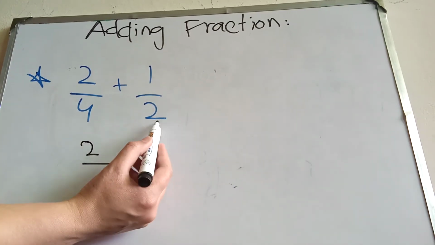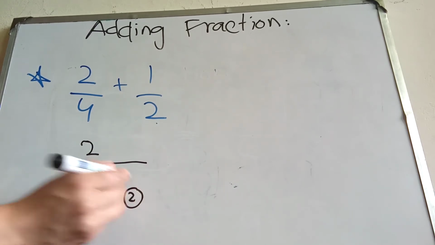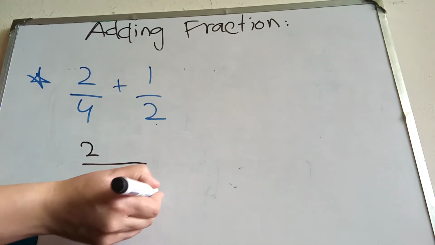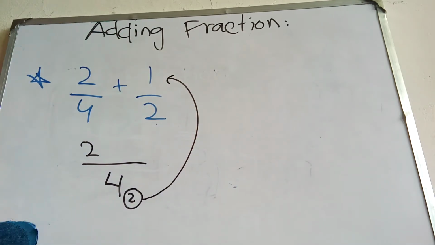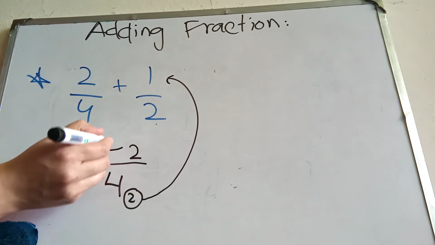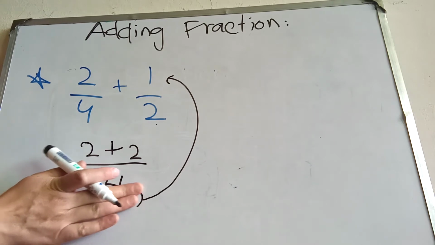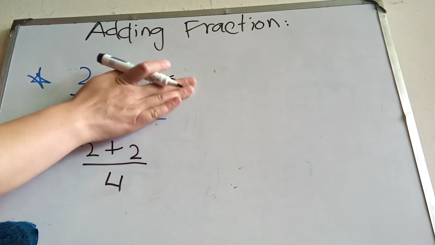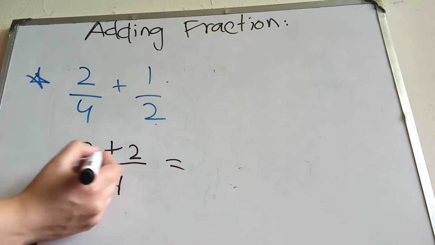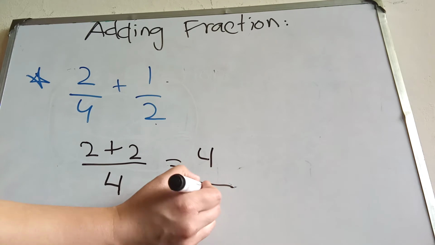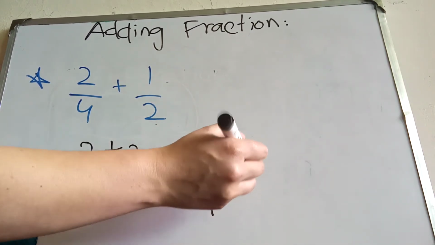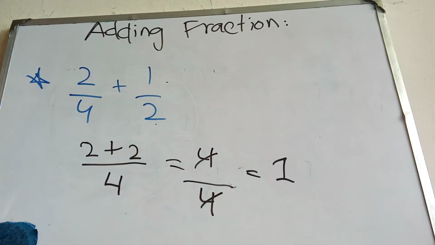Now here 2 times 2 is 4. So multiply this number with the numerator again. So 2 times 1 is 2. What is the sign here? Plus. So remove this one. Now what do we get here? We again get 2 plus 2 is 4, and then 4. So both can cancel and we get 1.